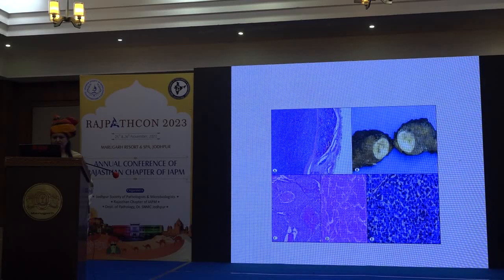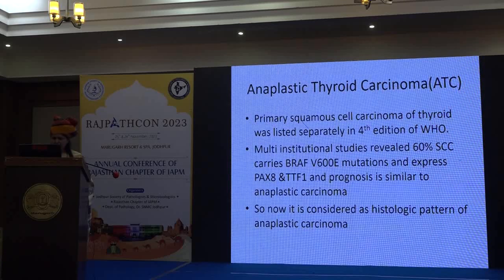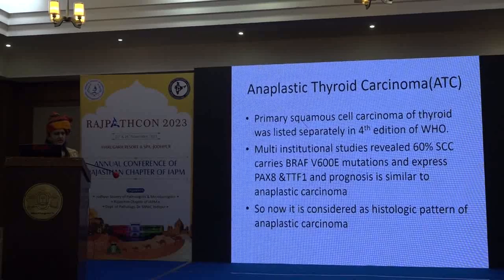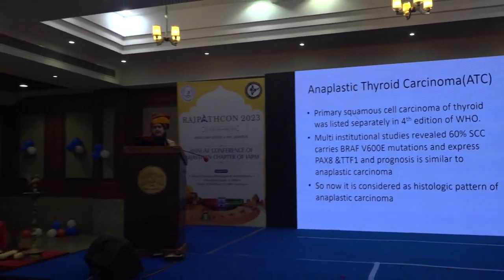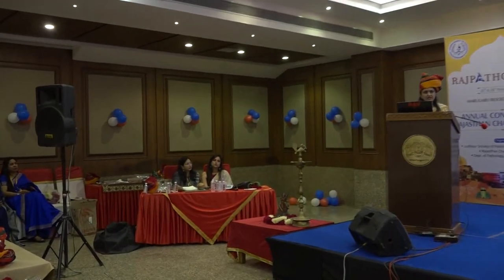So these are the poorly differentiated carcinomas. You can see the insular pattern, solid pattern, grossly a solid tumor, and at times a comedo pattern also. Coming to anaplastic thyroid carcinoma, there is not much change, but the primary squamous cell carcinoma of thyroid, which was listed separately in the 4th edition of WHO, has been studied in multi-institutional studies, which reveal that 60% of squamous cell carcinomas carry a BRAF V600E mutation and express PAX8 and TTF1, and the prognosis is similar to anaplastic carcinoma. Therefore now this entity is under the histologic patterns of anaplastic carcinoma.